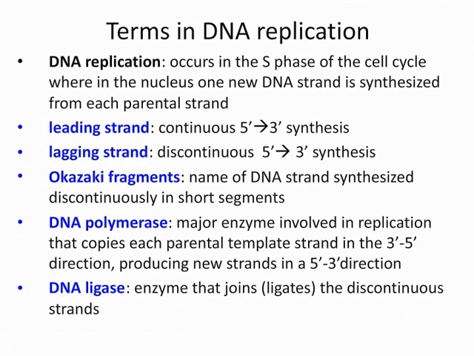So here is the first learning objective, knowing the different terms in DNA replication. Again, DNA replication occurs in the S phase of the cell cycle. The leading strand is going to be continuous, 5' to 3'. The lagging strand is going to be discontinuous, 5' to 3'. Okazaki fragments are the names of DNA strands that are made discontinuously in short segments. DNA polymerase is the enzyme involved in replication. And then DNA ligase is what joins the discontinuous strands together.